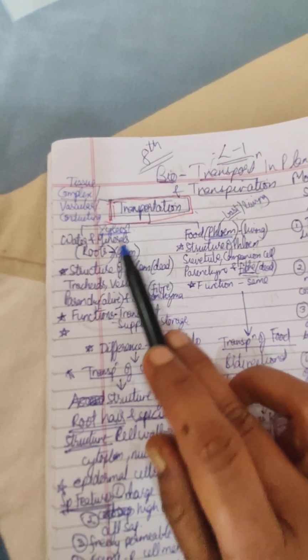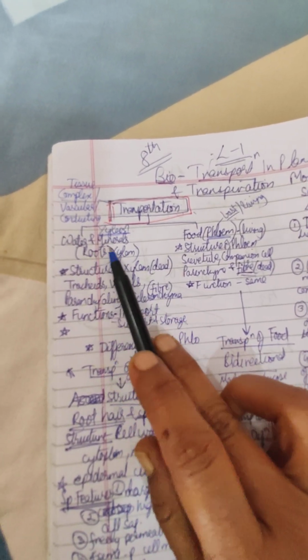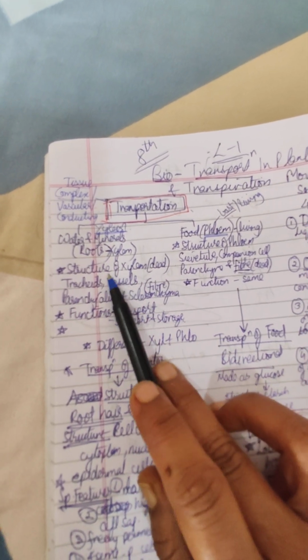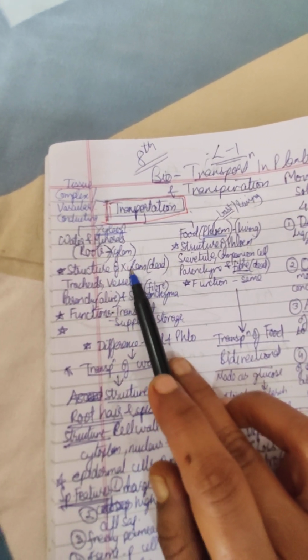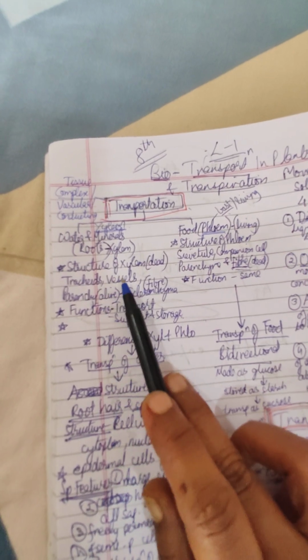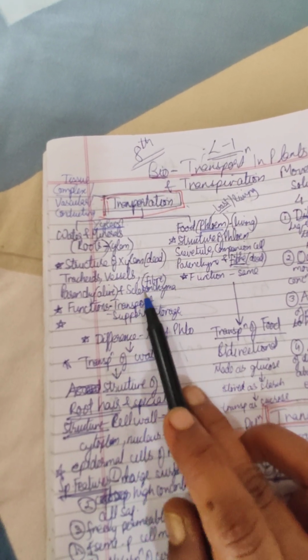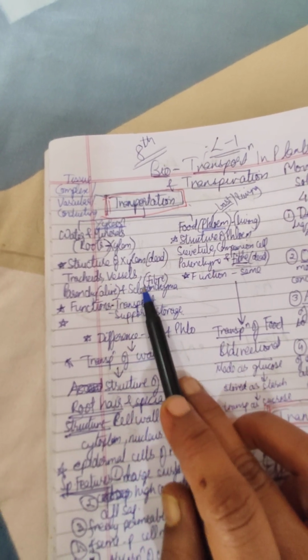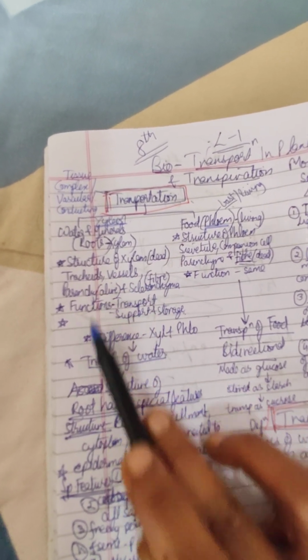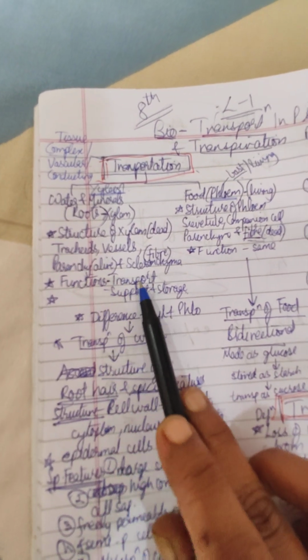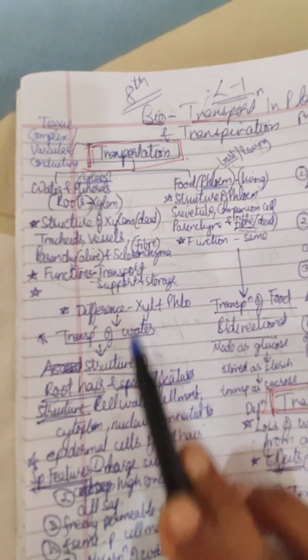Now let us go to xylem. Xylem transports water and minerals. The structure of xylem is that it is mainly made up of dead cells. Tracheids, vessels, parenchyma and fibers or sclerenchyma are the parts of it. They are usually dead except one alive part, that is parenchyma, which is alive. What are the functions? Transport, support and storage.